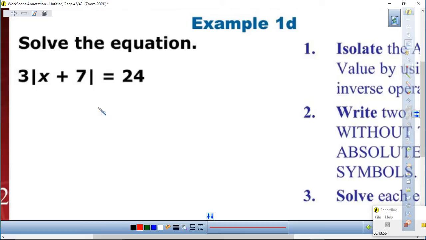Before you start, though, a common mistake some students make, look up to the screen. They see the absolute value, they think, or their brain thinks it's a parenthesis. If it was a parenthesis, what would we do? Distribute. But is it a parenthesis? No, we're looking for a distance. Therefore, you cannot distribute the 3. So if we cannot distribute the 3, tell your neighbor what you need to do with that 3.